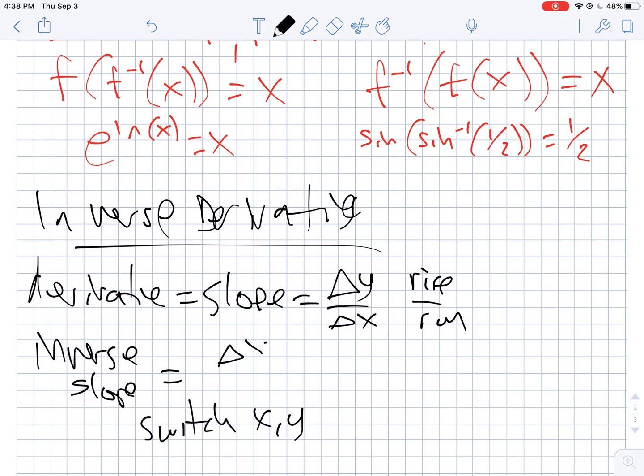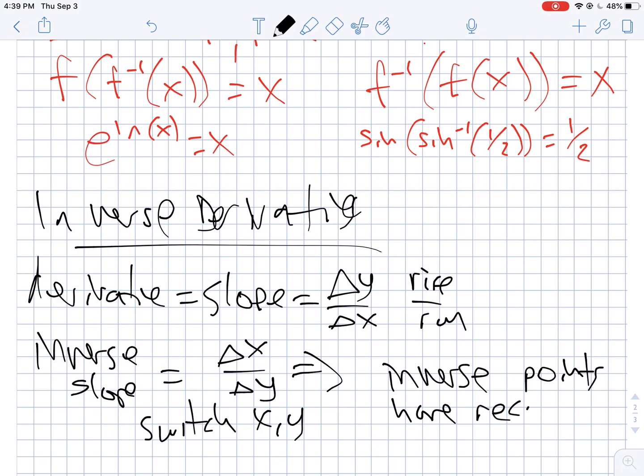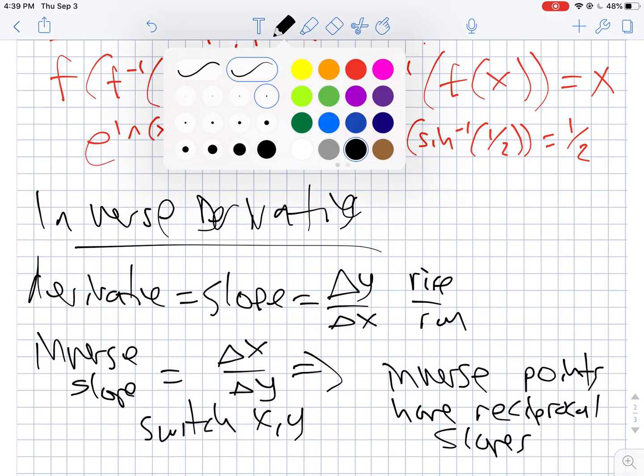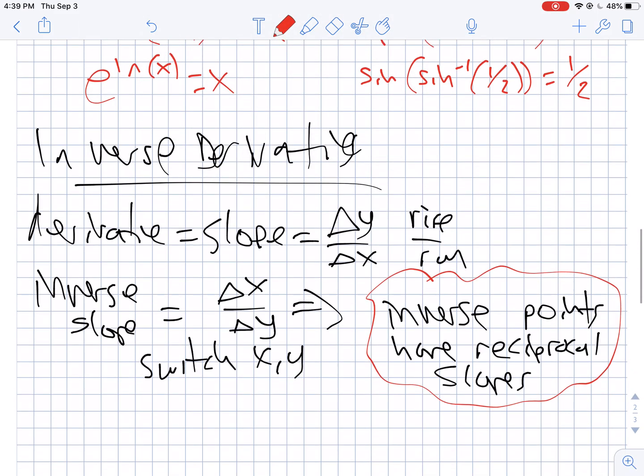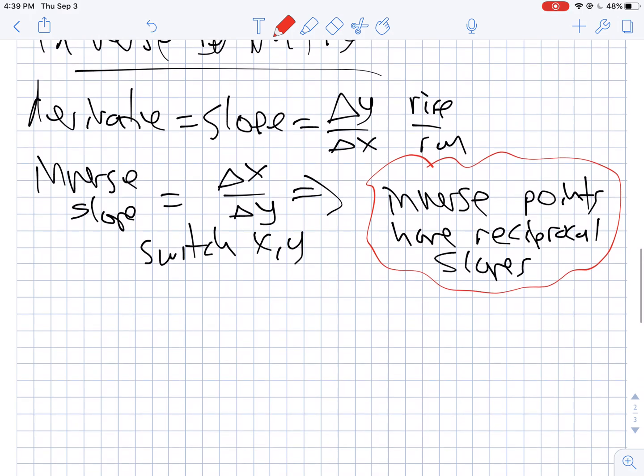So we just get change in x over change in y, your run over your rise. So the key idea is that this is the reciprocal. Inverse points have reciprocal slopes. And this is perhaps the biggest take-home message that I want you to remember about inverse derivatives. Inverse points have reciprocal slopes.